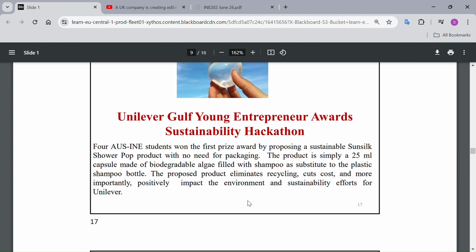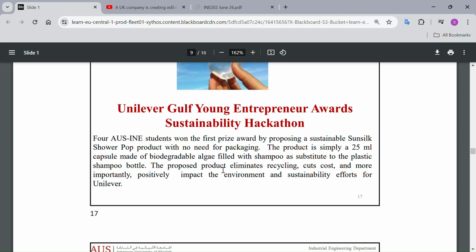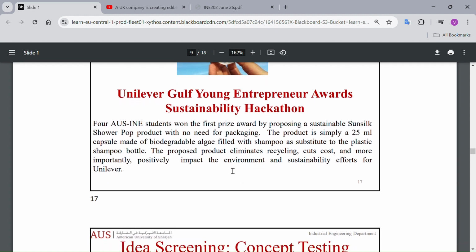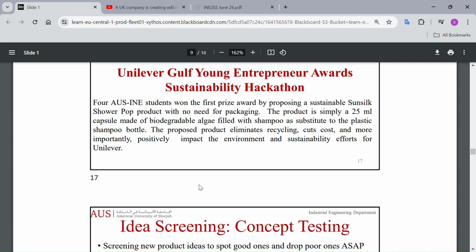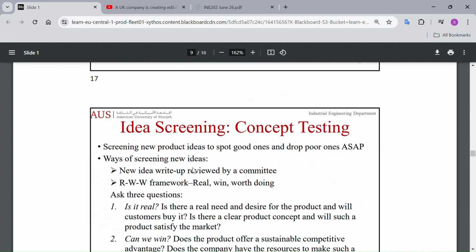And these students won the first prize award by proposing the sustainability Sunsilk shower product with no need for packaging. It's a simple 25 milli capsule made of biodegradable algae filled with shampoo. A substitute to the plastic shampoo bottle. Okay, it's filled with water, yeah.